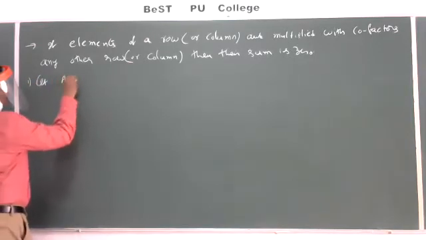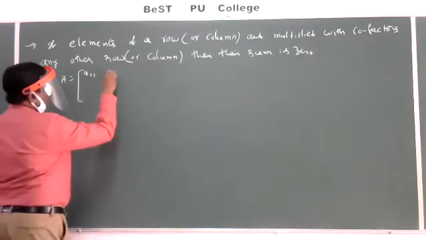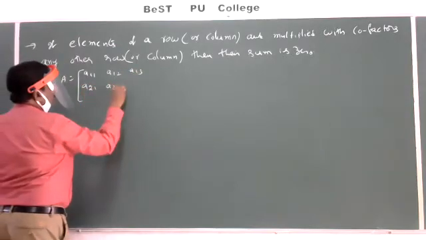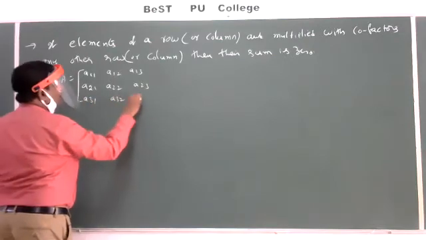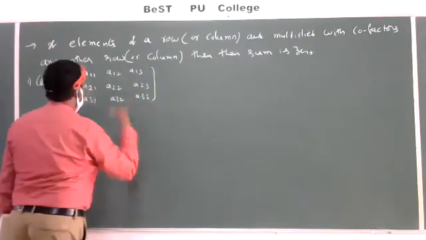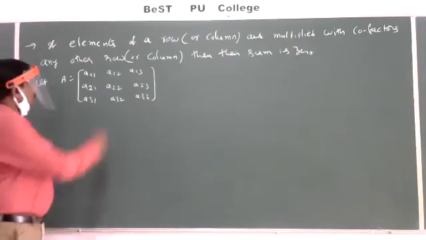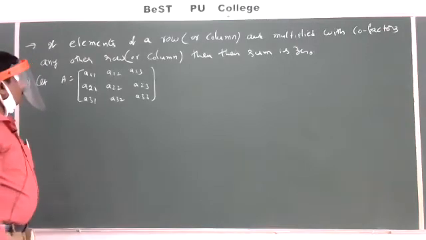Let A equal to, I will prove this one, A equal to A11, A12, A13, A21, A22, A23, A31, A32, A33. It is a 3 by 3 matrix.